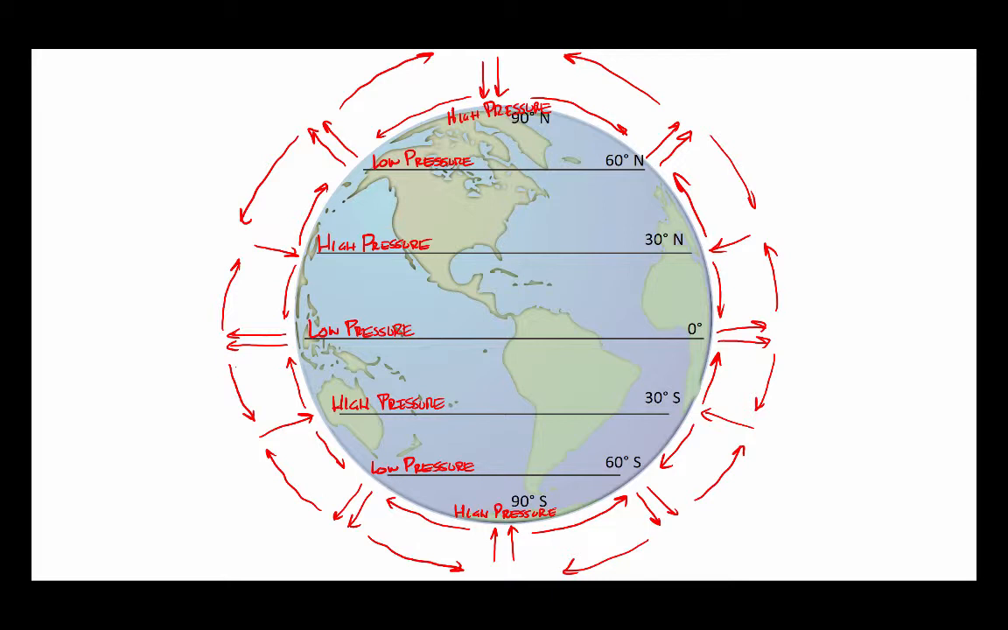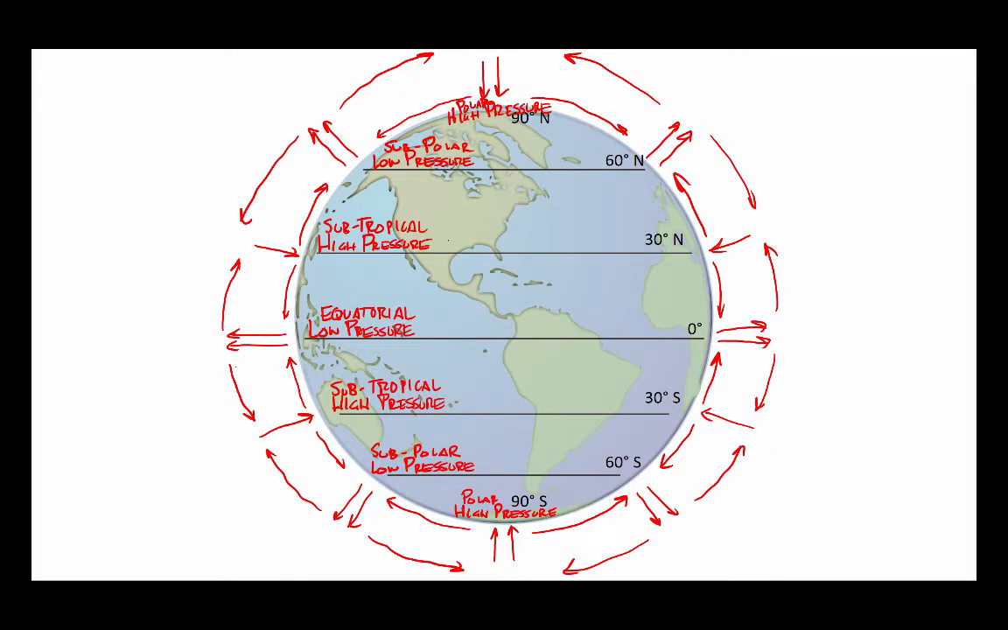At the equator, we have the equatorial low pressure zone. At 30 degrees north and south, this is called the subtropical high. And at 60 degrees north and south is the subpolar low. You can probably guess a logical name for the pressure zone at the poles. Right, it's called the polar high.